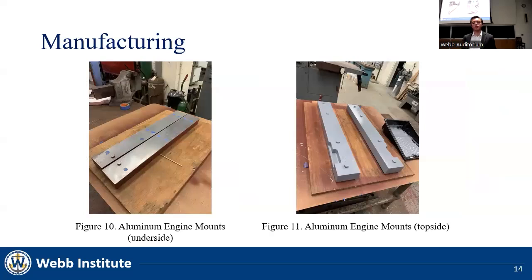Figures 10 and 11 show the aluminum bar engine mounts. Note the cuts made to accommodate the width of the flywheel.